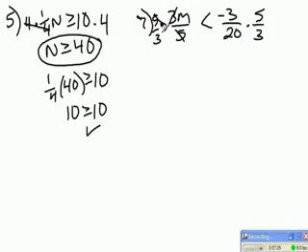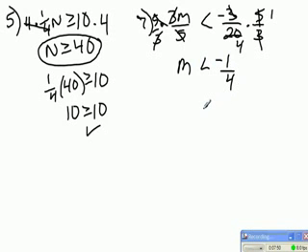Over here my 5 cancels, my 3 cancels, I have m. Over here the 3's will cancel. I can reduce 5 and 20. I could divide them both by 5 and get 1 and 4. So bring down that negative and the 1 and the 4. So I have m is less than negative 1/4.